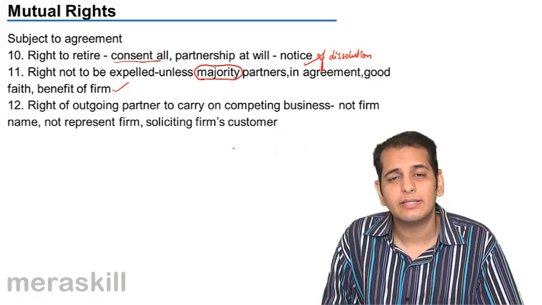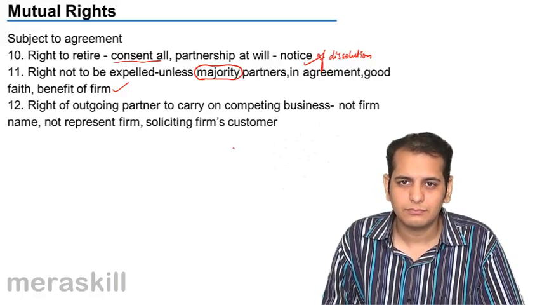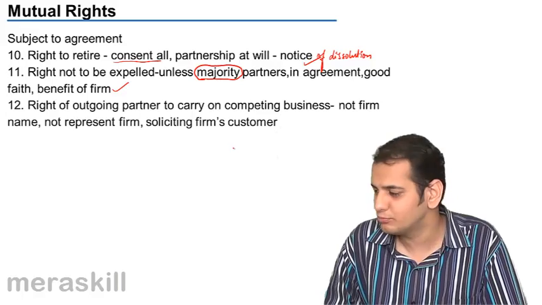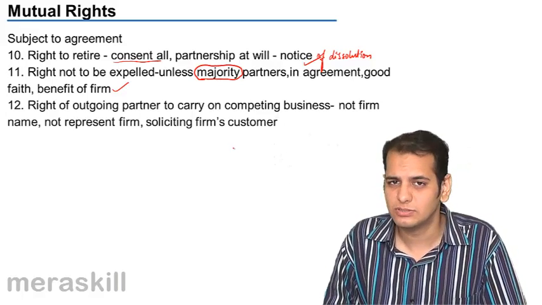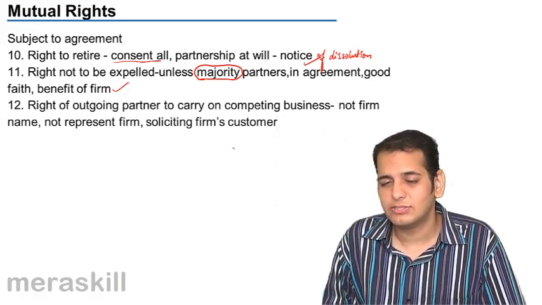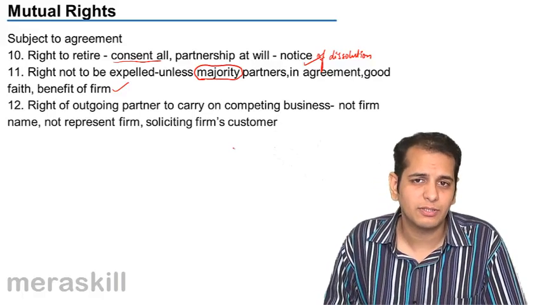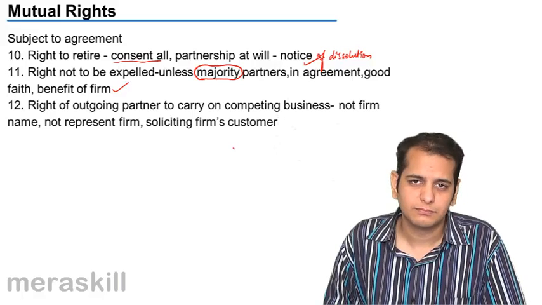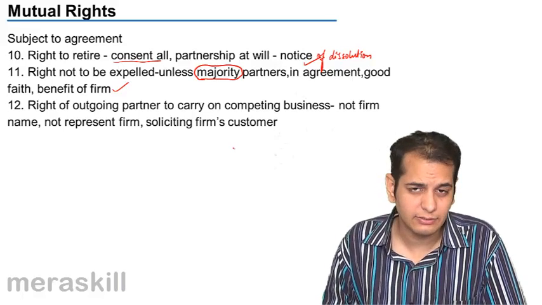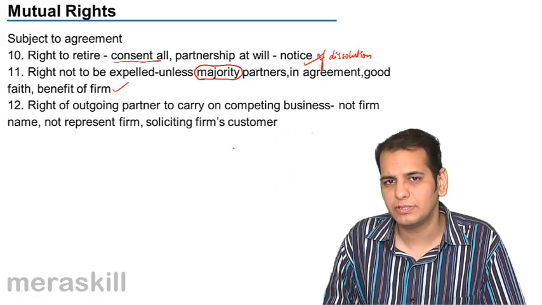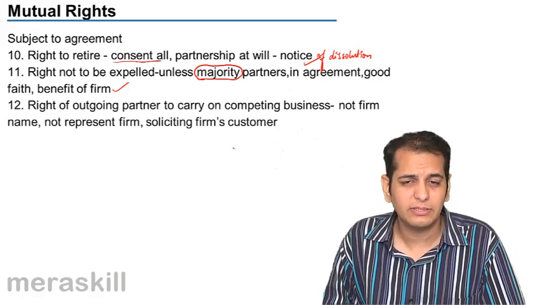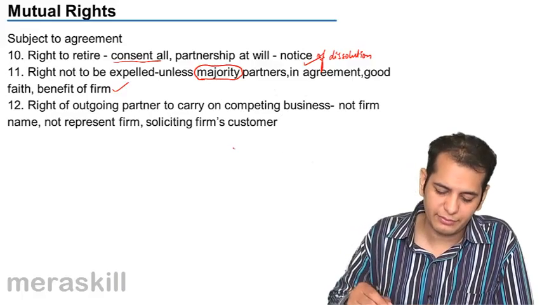And the last is, he cannot represent the firm. Since he is out of the firm, he cannot say, yes, I am a partner of the firm, this is the second branch of the firm, so purchase from here. He cannot tell outsiders that he is still a partner, or that this is a second branch of the firm that has opened and he is looking after it. So the outgoing partner has a right to carry on the competing business, the same business. However, he cannot do it in the firm name, he cannot represent the firm, and he cannot solicit the firm's clients.